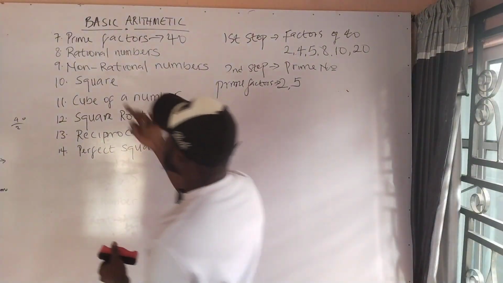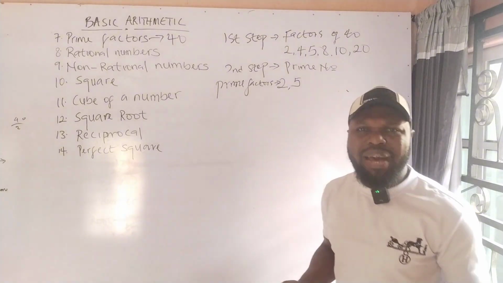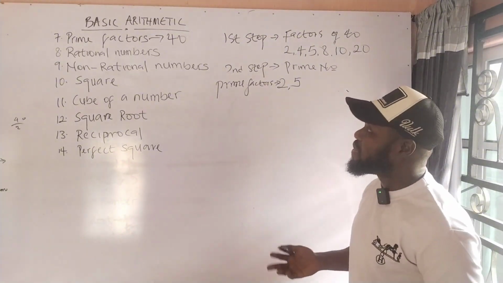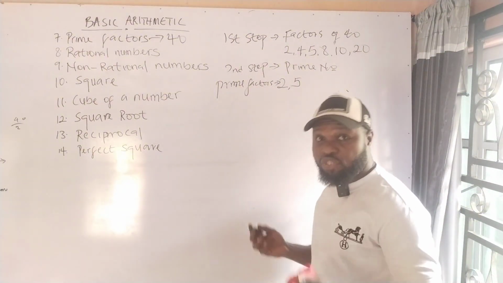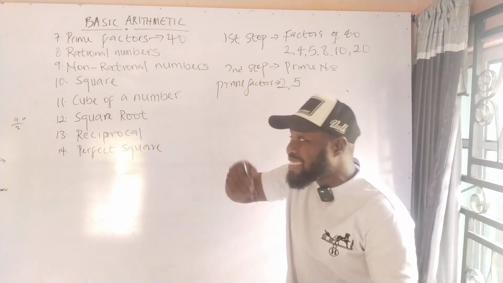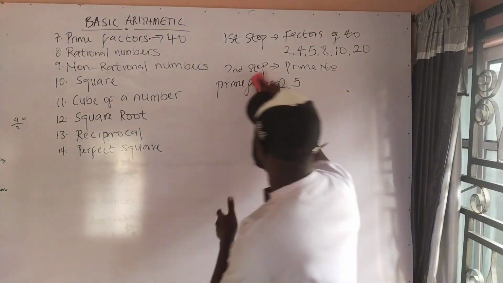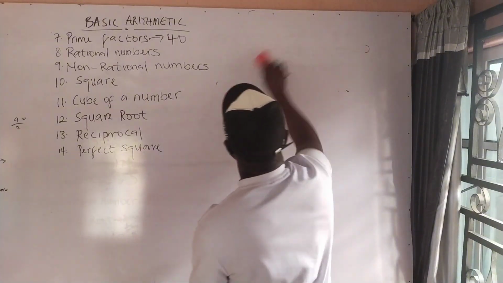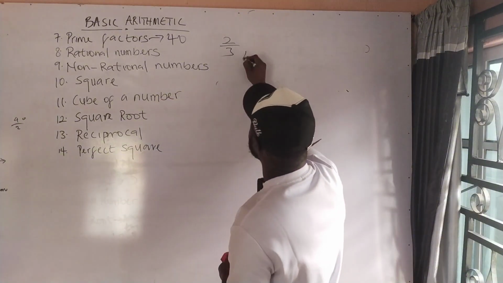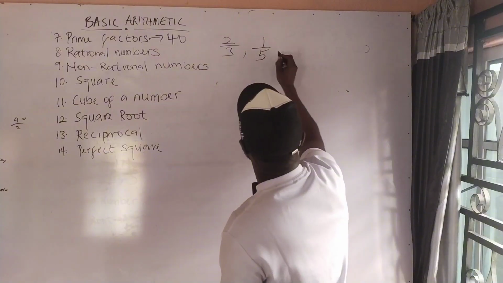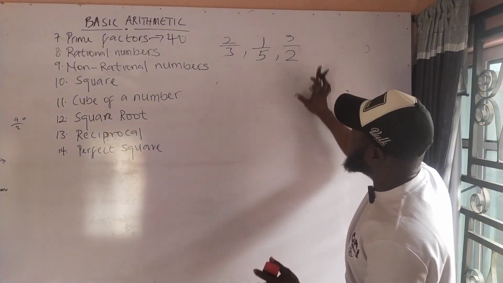The next one is rational number. When we call a number a rational number in mathematics, these are numbers that can be expressed in the form of a fraction. That is, their exact value can be determined. And what are the examples of those rational numbers? We have something like 2 over 3. We have something like 1 over 5. We have something like 3 over 2. It doesn't really matter the arrangement.